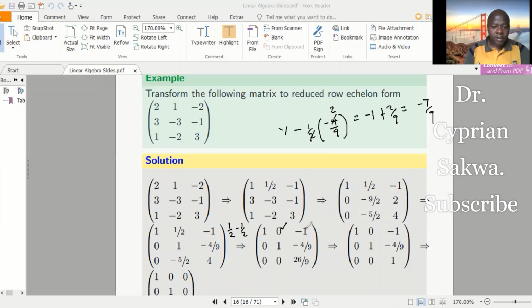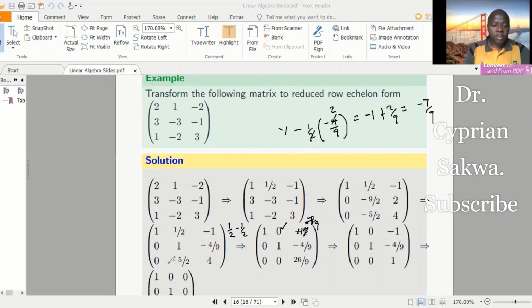So this is not correct here. It's supposed to be negative 7 over 9. Not negative 1. It's supposed to be negative 7 over 9. We are done with the first row.